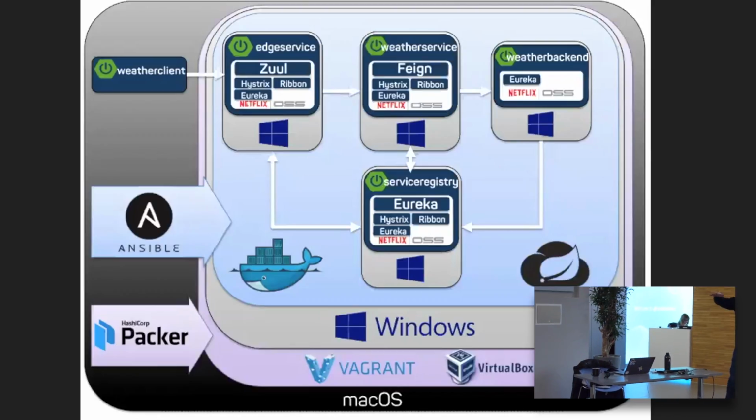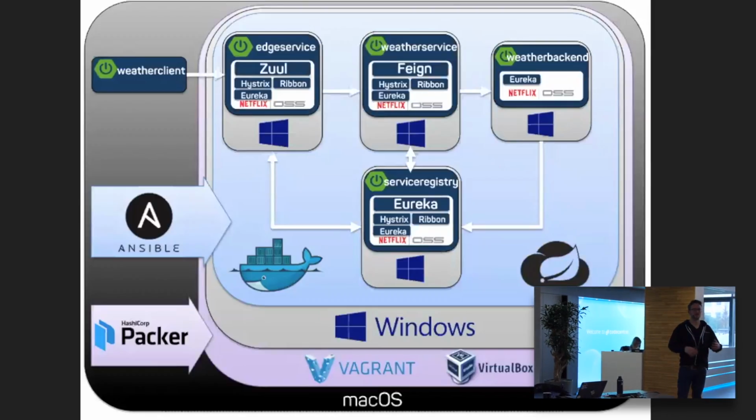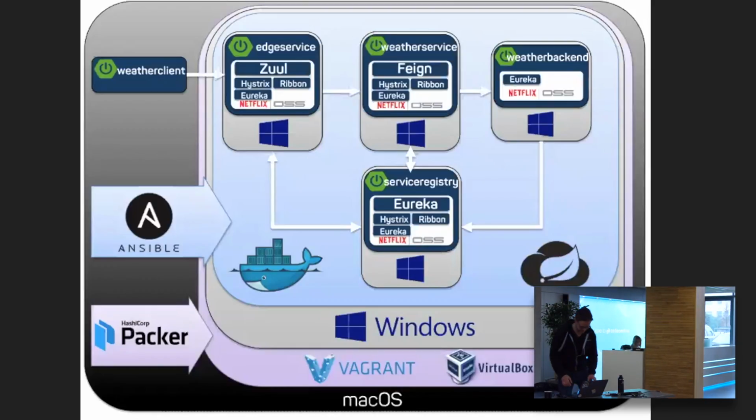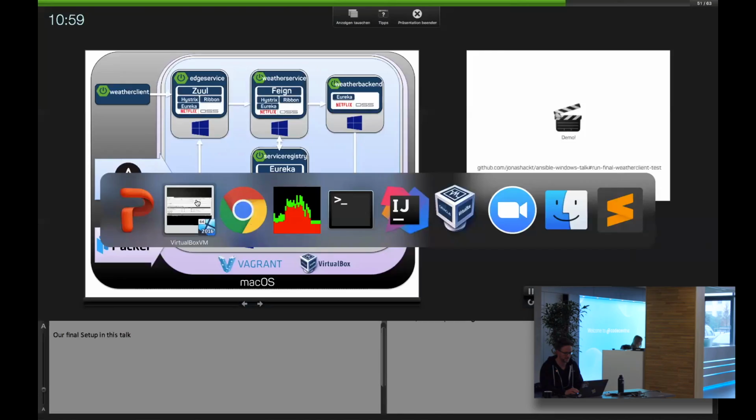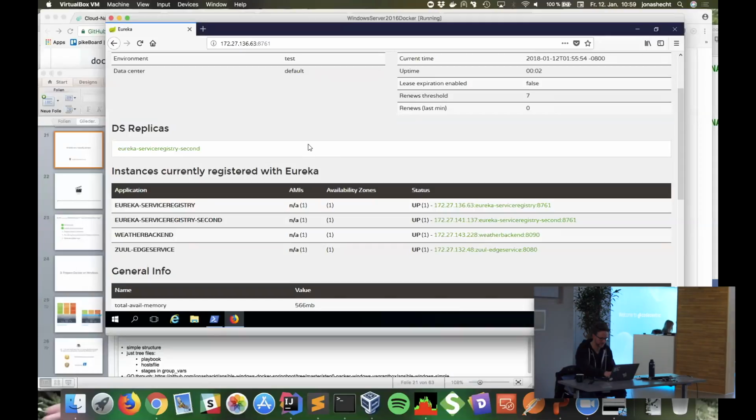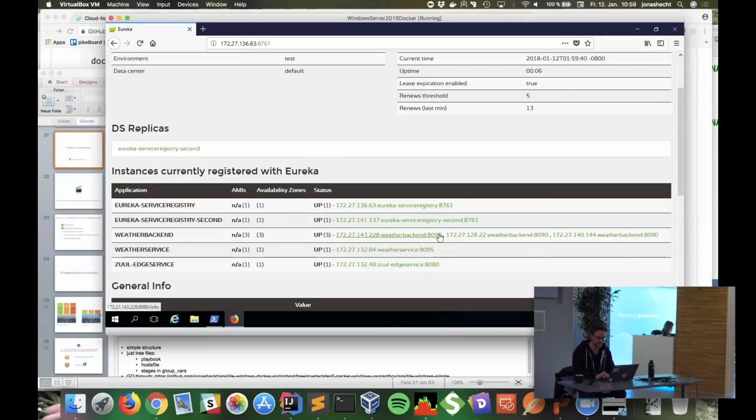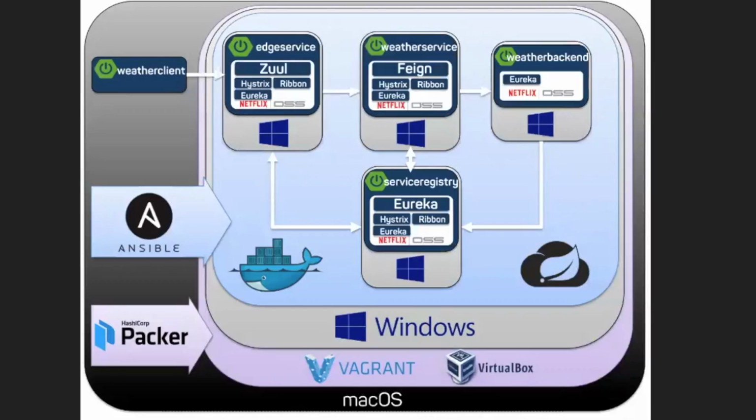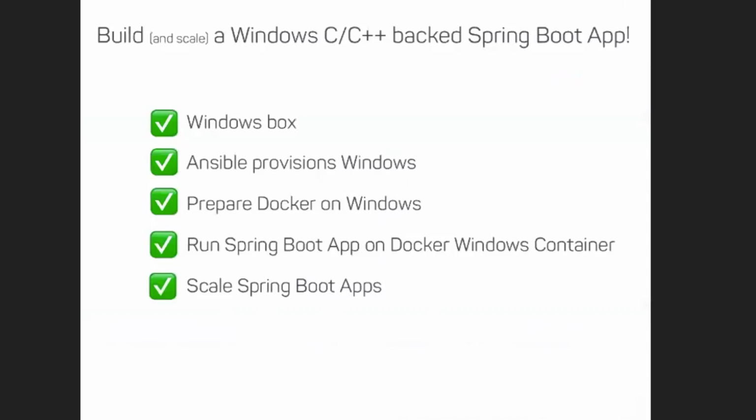Now we started with the Packer build, then we have the Ansible providing all the Docker basics, and then we just pumped the whole Spring Cloud stuff in there, and then hopefully it should work. So let's have a look at the Vagrant box again and refresh this. Yeah. Here are the 3 weather backends. So we now scaled our apps. So if the requests are rising, we should be able to handle that. Yeah, pretty cool, I hope. So I think we should have everything.